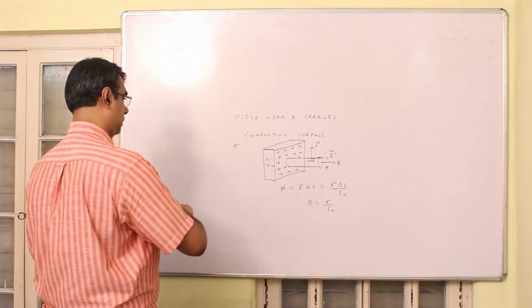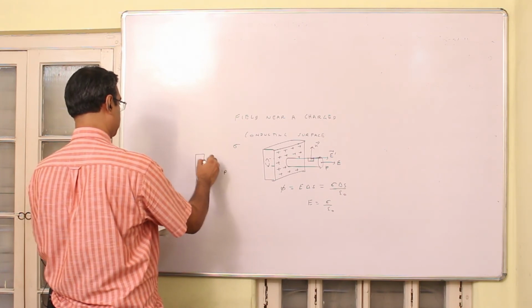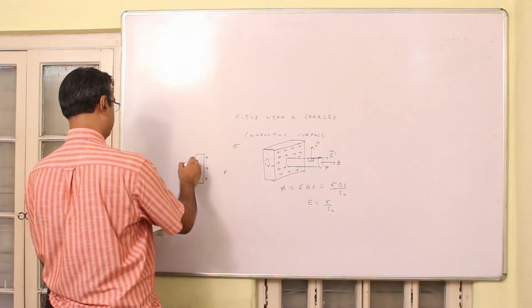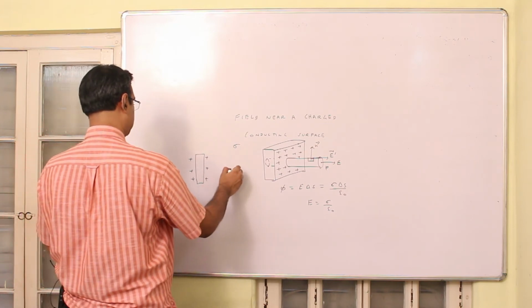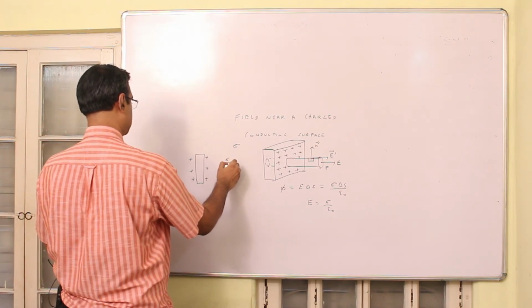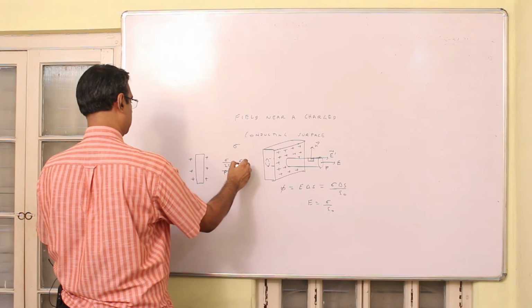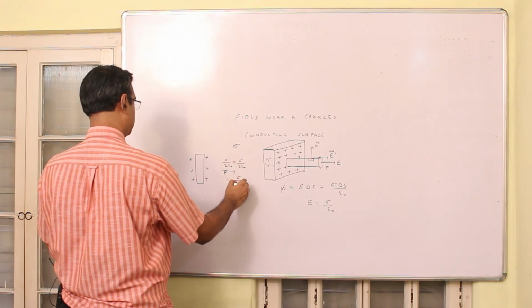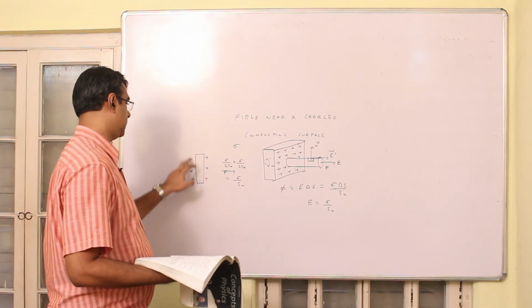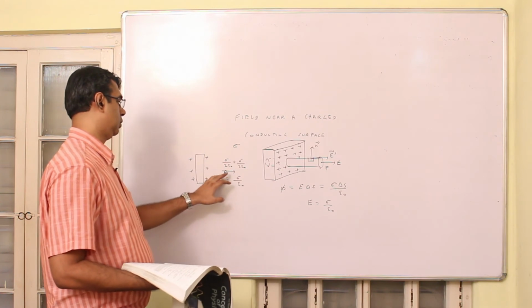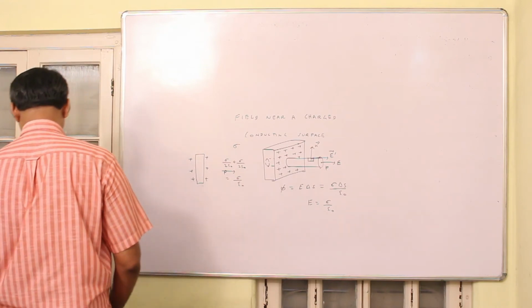There is another way to obtain this formula. You know that a charged conducting surface can be thought of as two parallel sheets separated by some distance, and for each of these parallel sheets the field at the point P will be sigma by 2 epsilon naught. So the total field at the point P will be sigma by epsilon naught. So the total field will be sigma by 2 epsilon naught plus sigma by 2 epsilon naught, that is sigma by epsilon naught.